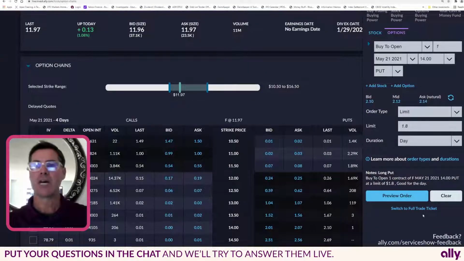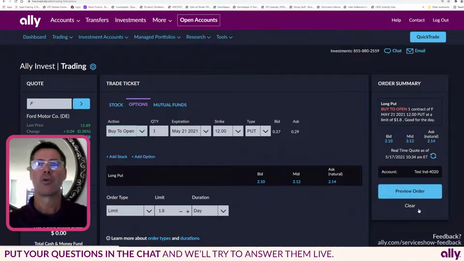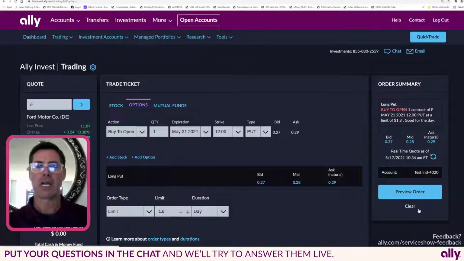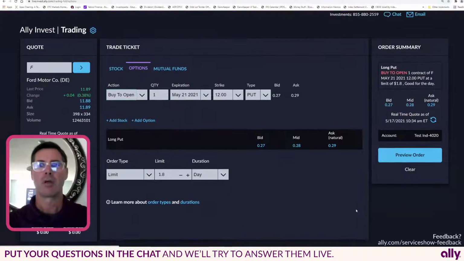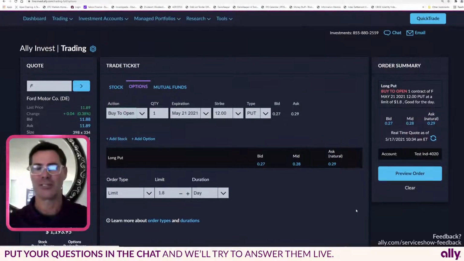And if you want to tailor this, you can see a full trade ticket. You're not going to be able to see the series that you saw, but you'll get a full view here. If you want something a little easier on the eyes, or if you're new, you might want to try this page as well.